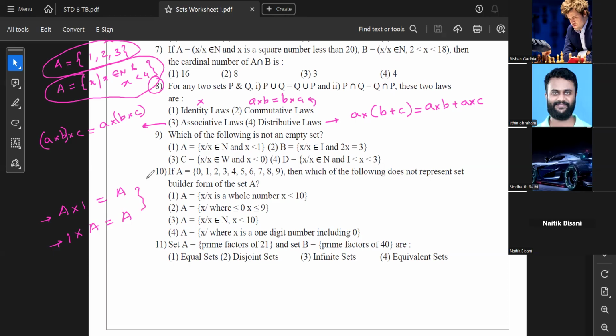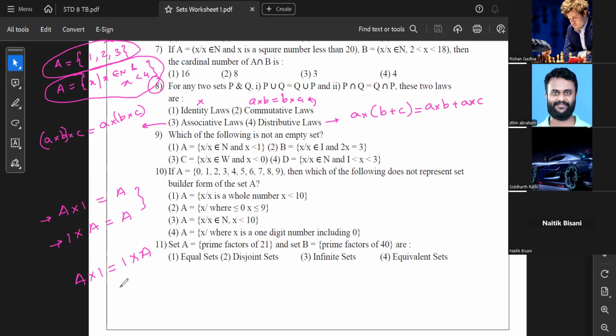Okay, sir. Sir, these will be identity and commutative law, both, right? No, for it to be commutative, the law should be like this: A multiplied by 1 is equal to 1 multiplied by A. This is called commutative law.